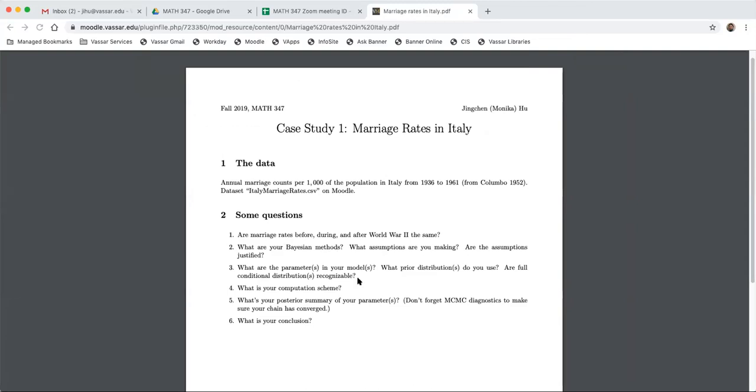Say, are marriage rates before, during, and after World War II the same? What are the Bayesian methods and assumptions, how can you justify your assumptions, and then of course, how did you do your MCMC simulation, all that.